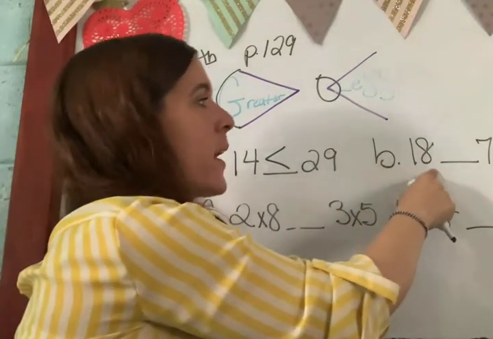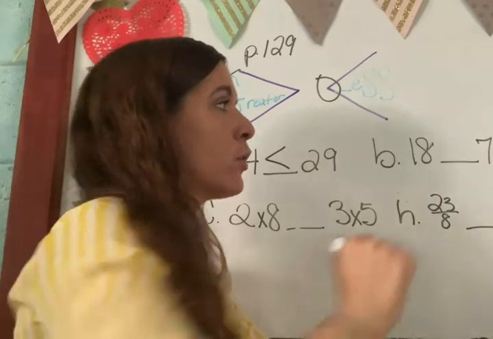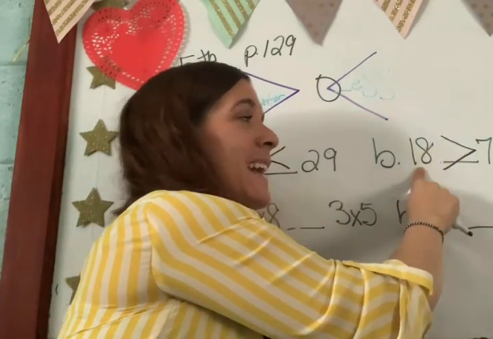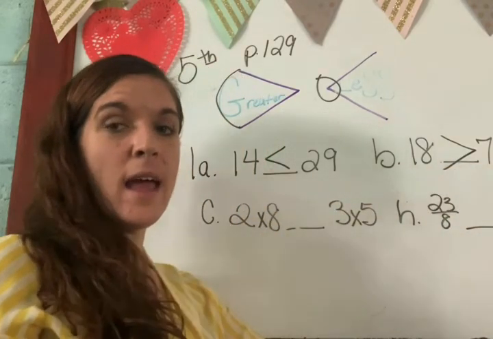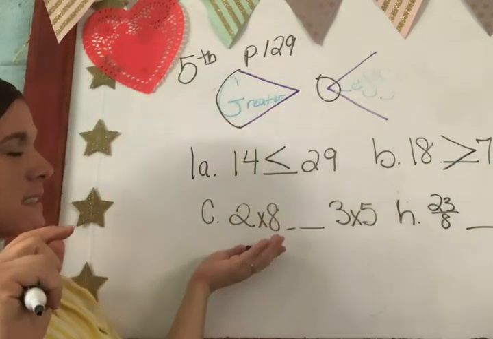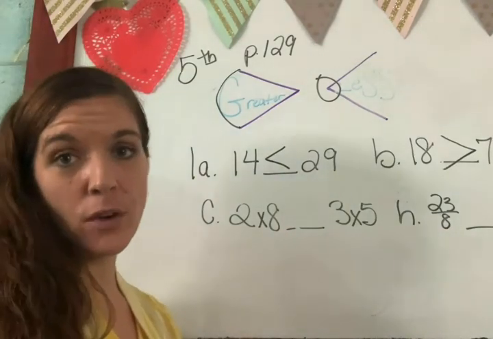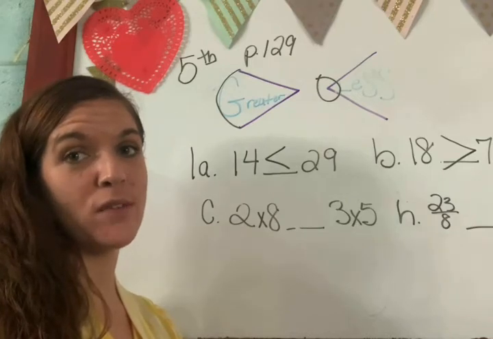Okay, so what about this one? 18 is what? Greater than 7, so it's going to be boca grande. 18 is greater than 7. Okay? But then look at letter C. Now we have to do some math. Listen carefully, unless you want to do this again. Make sure you're listening to the video well.